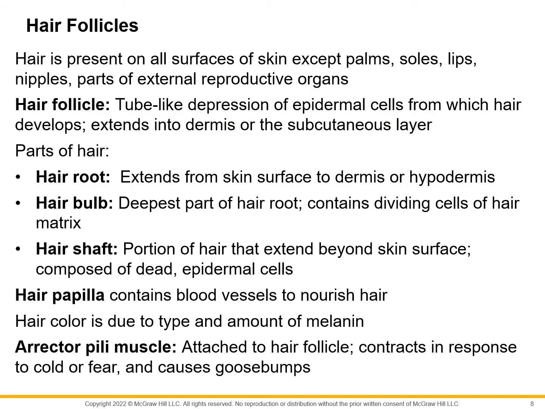Now, most of what we look at, especially in lab, was the hair and the hair follicles. So hair is present on all surfaces of the body except for the palms of the hands, the soles of the feet, the lips and nipples, and parts of the external reproductive organs. And so it's in most places of the body. So the hair itself has two parts to it.